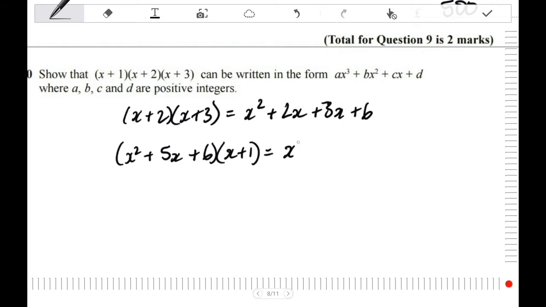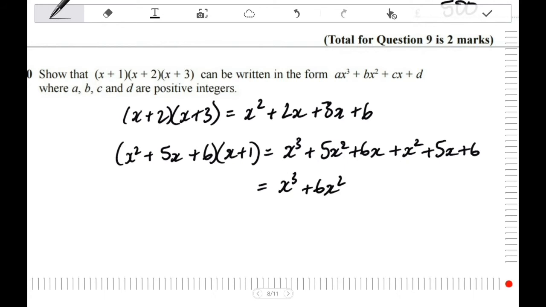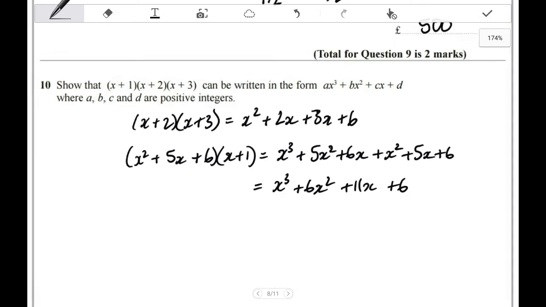Okay, so I end up with x cubed plus 5x squared plus 6x plus x squared plus 5x plus 6. If I simplify that, I end up with x cubed plus 6x squared plus 11x plus 6. And that's the expansion.